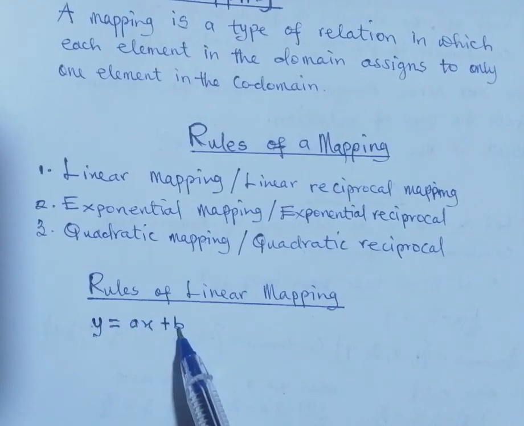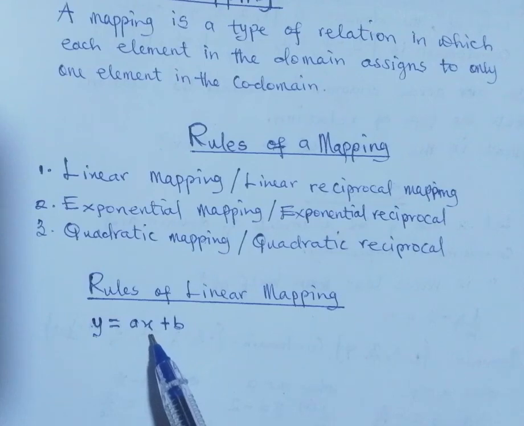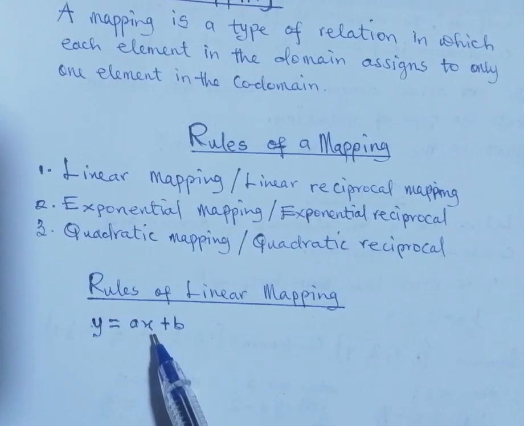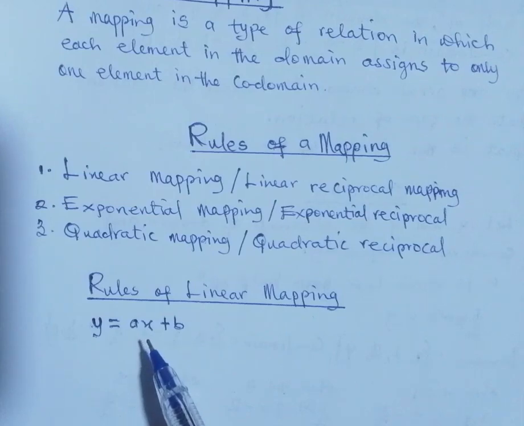And what does the b stand for? The y-intercept, or it can be a constant. Both the a and b are constants, but the b is the y-intercept, and a is the slope or the gradient of the straight line. Okay, good. So we will not waste much time on this. We shall look at how we can find a rule of a linear mapping.